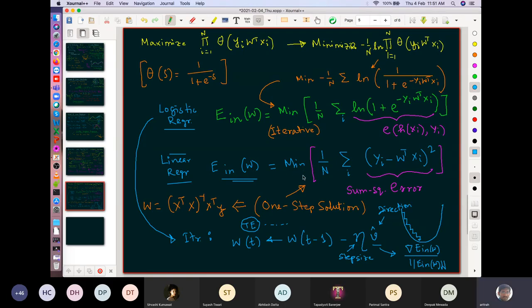Earlier in linear regression, instead of one step, if you had done it one by one with each training example, you would gradually do the same thing. But we did it in a batch learning way. Here, we will do gradient descent iteratively.